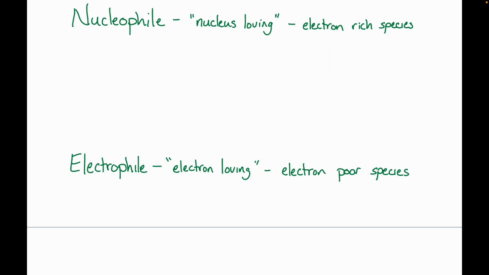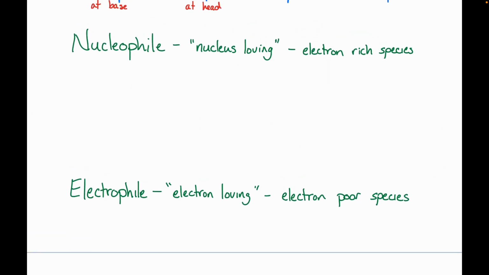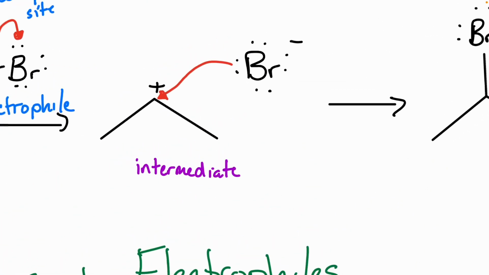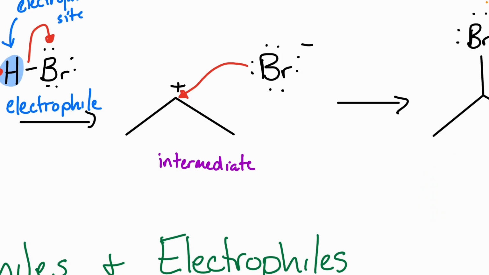Okay, so let's go back up to our intermediate step here, and let's see if we can figure out who is the nucleophile and who is the electrophile in this step. Everybody take a second. See if you can label the carbocation and the bromide ion. One of them is playing the role of the nucleophile, the other one is playing the role of the electrophile. Which one's which?